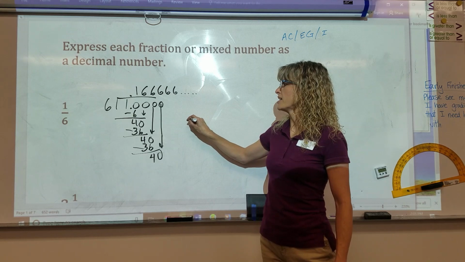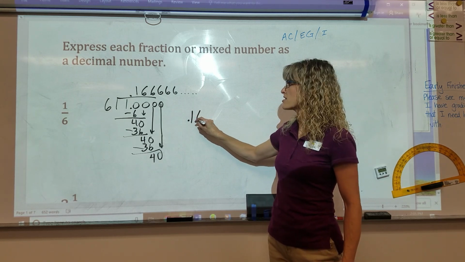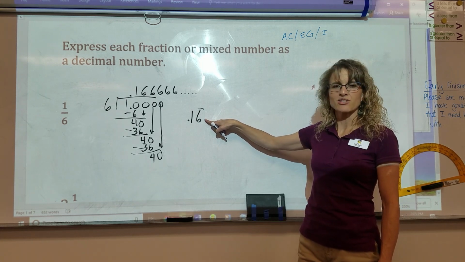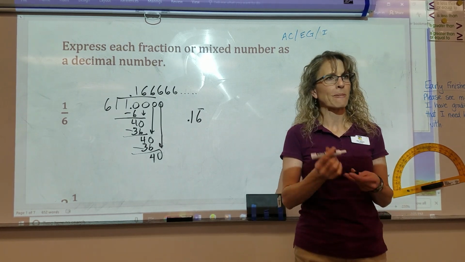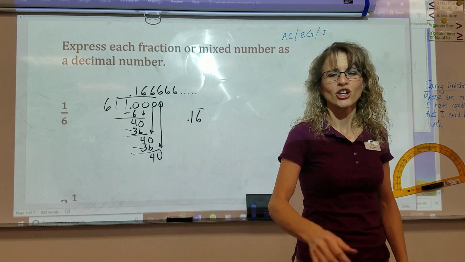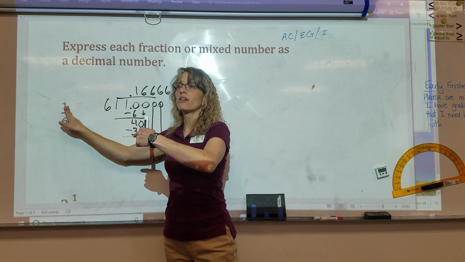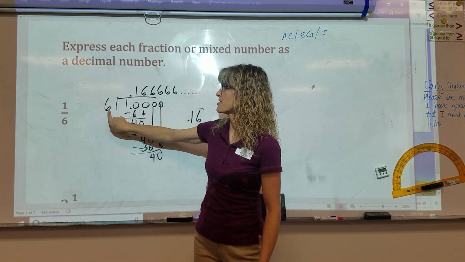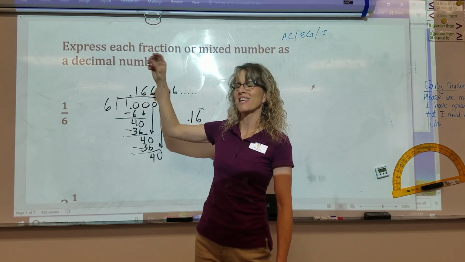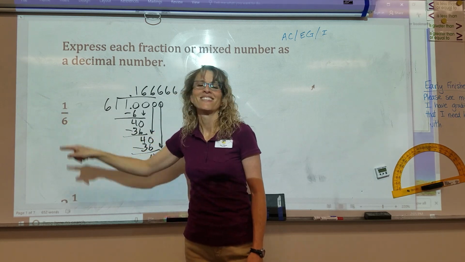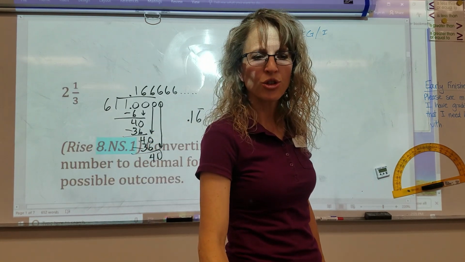So I'm going to rewrite as a shortcut 0.16 repetend. Just the 6 repeats. 0.16 repetend. How do I say it? Get ready? 0.16 repetend. Good. Remember, denominator goes into the numerator. How do we say it? Get ready? Denominator goes into the numerator.